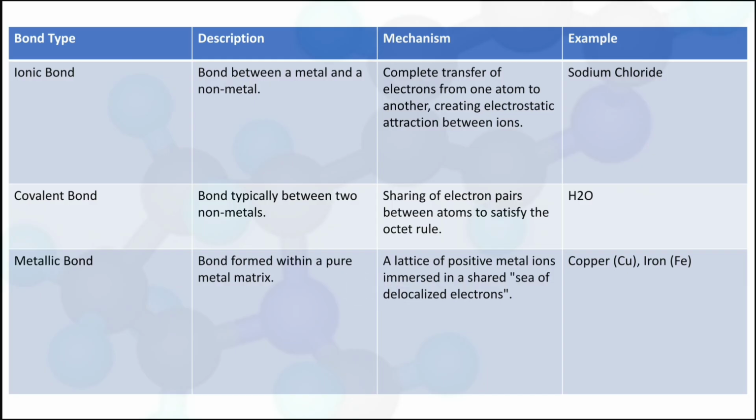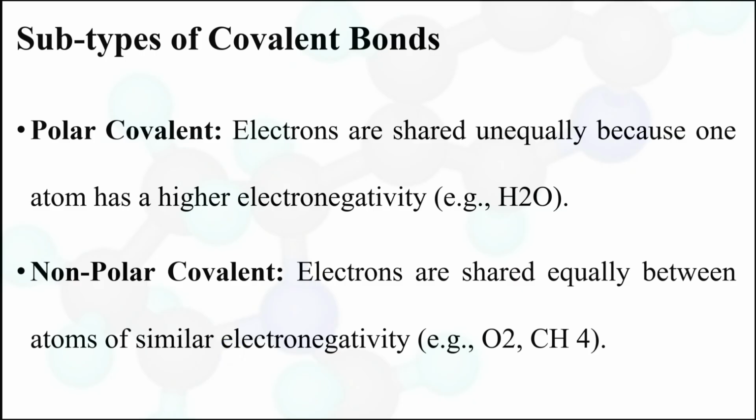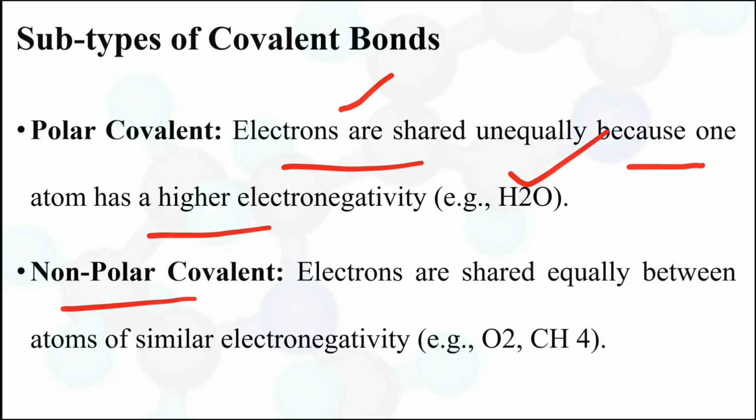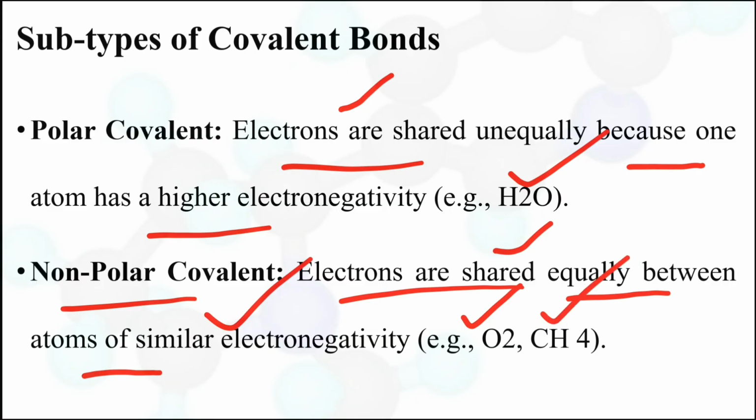Okay. So this is the summary of those strong bonds: ionic bond, covalent bond, metallic bond. Next, subtypes. Covalent bonds can be polar covalent or non-polar covalent. Polar covalent: here electrons are shared unequally because one atom has higher electronegativity. It is the case of H2O or water molecule. Then non-polar covalent: electrons are shared equally between atoms of similar electronegativity, as in oxygen molecule and CH4 methane.